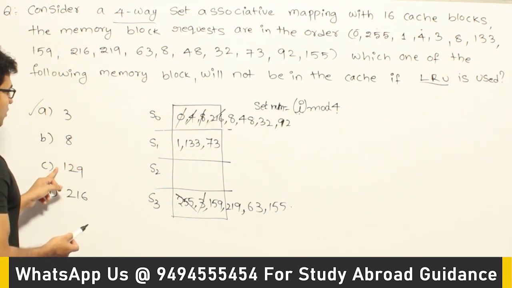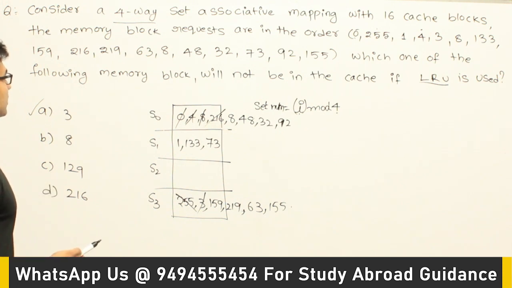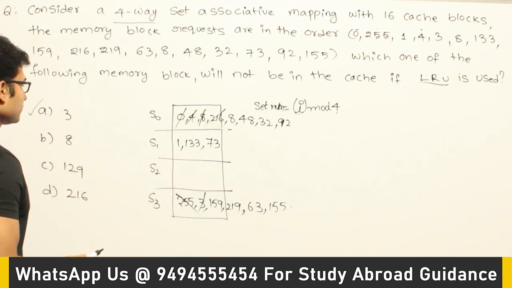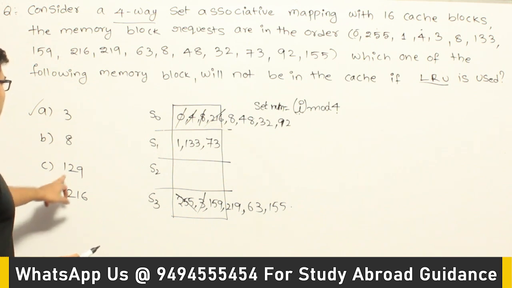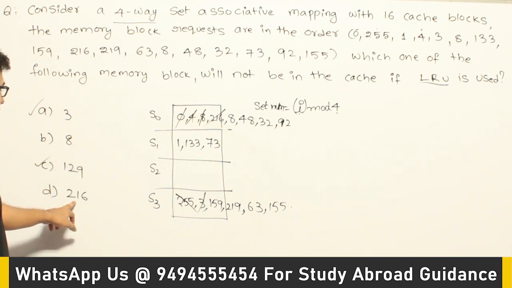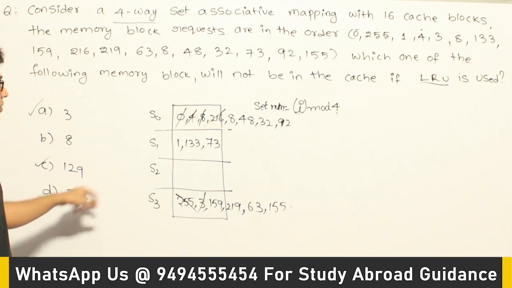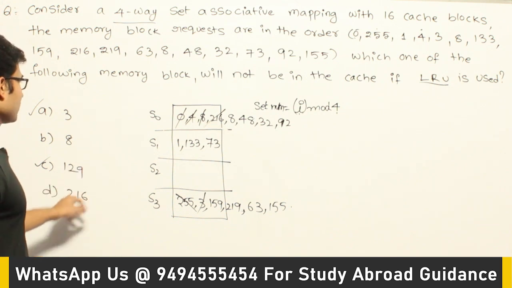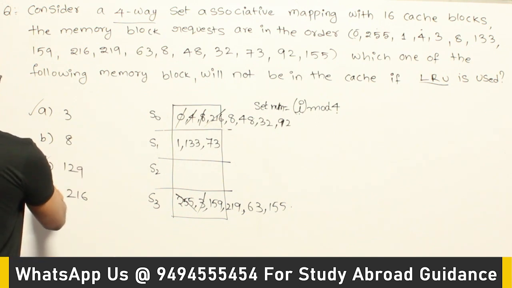And 129, if at all 129 is present, it is going to be present in set 1, right? Yeah, it has to be present in set 1, but it is not present there, so it is also not present. And 216, if at all it is present, it has to be present in set 0, but in set 0 it is not present, right?